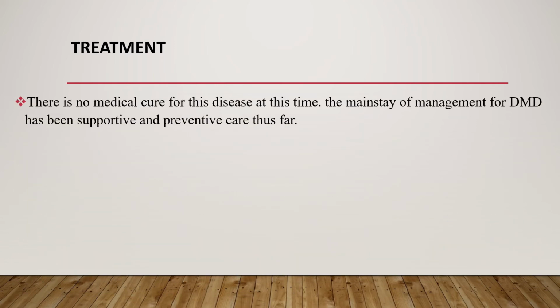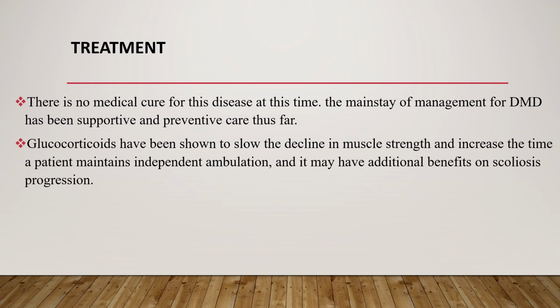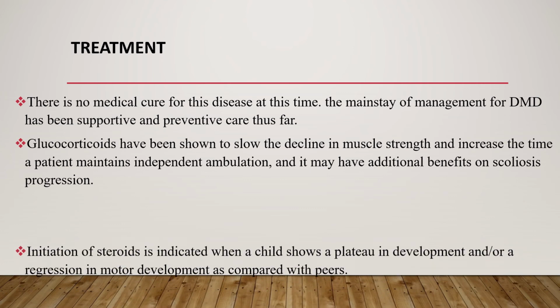Regarding treatment of Duchenne and Becker muscular dystrophy, there is no medical cure for this disease at this time, so the mainstay of management is supportive and preventive care so far. Glucocorticoids have been shown to slow the decline in muscle strength and increase the time a patient maintains independent ambulation, and might have additional benefit on scoliosis progression.